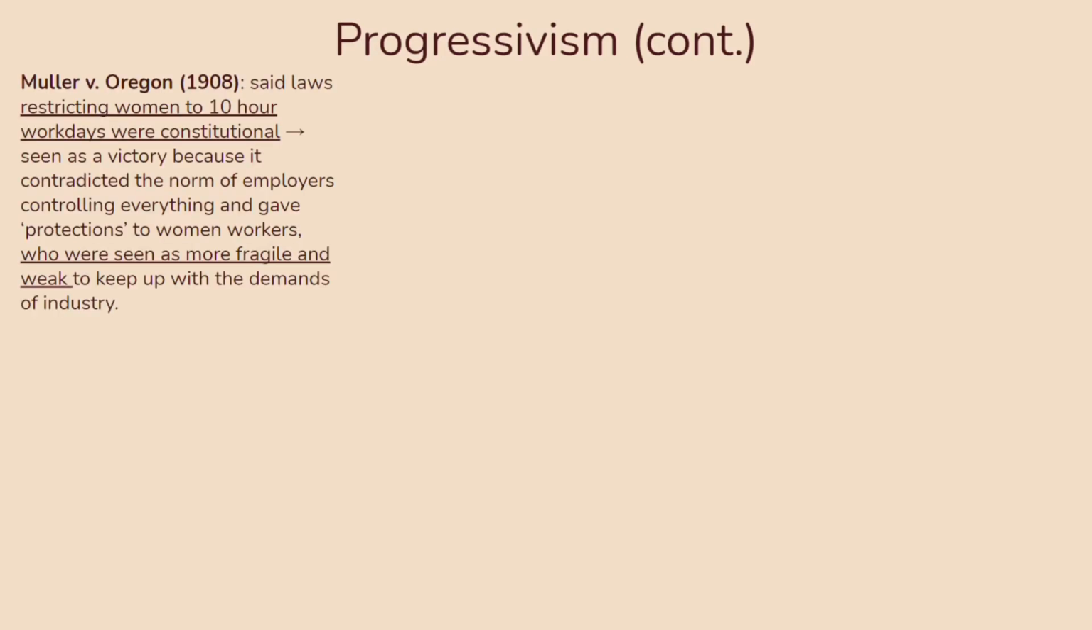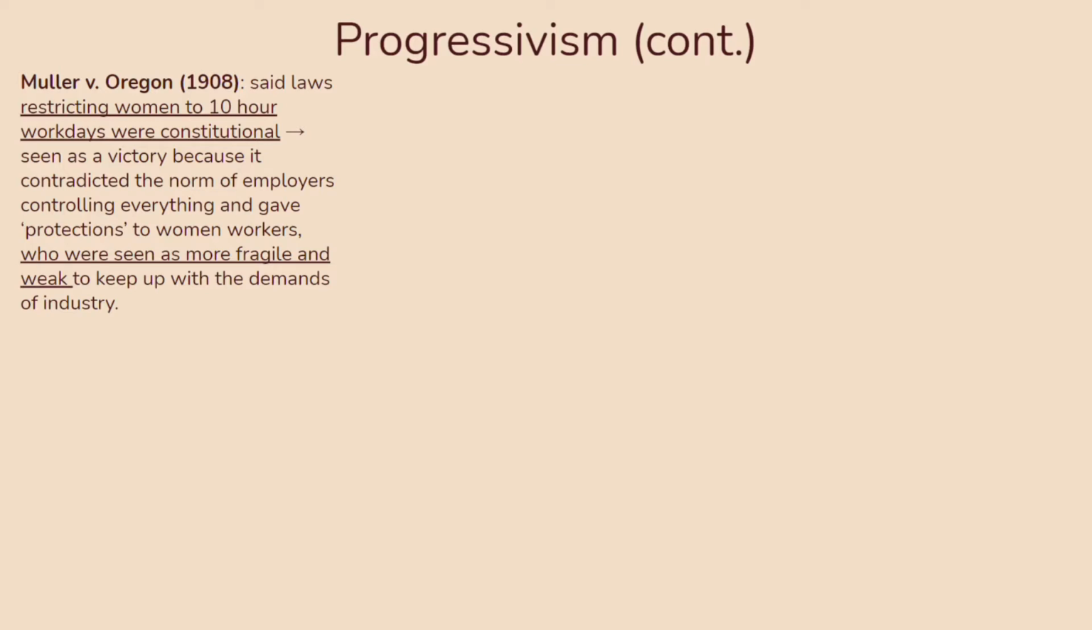And because of these movements, we're going to see a lot of laws and other political initiatives passed in order to further the ideals of progressivism. And fair warning, this slide is very content heavy, so bear with me for a minute. But first, let's start off with Muller versus Oregon in 1908. This was a Supreme Court case that said laws restricting women to 10-hour workdays were actually constitutional.